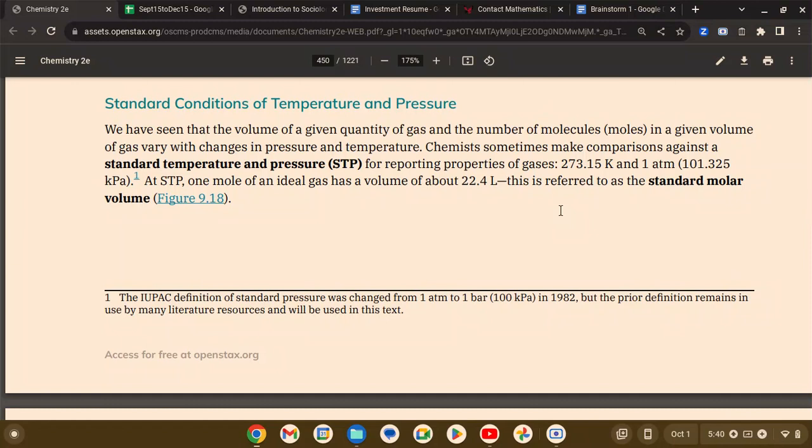Standard conditions of temperature and pressure. We have seen that the volume of a given quantity of gas and the number of molecules in a given volume of gas vary with changes in temperature and pressure. Chemists sometimes make comparisons against the standard temperature and pressure for reporting properties of gases, 273.15 Kelvin and 1 atmosphere. At STP, 1 mole of an ideal gas has the volume of about 22.4 liters. This is referred to as the standard molar volume.